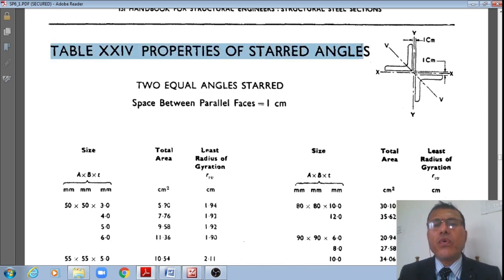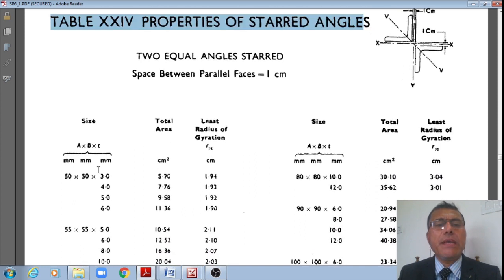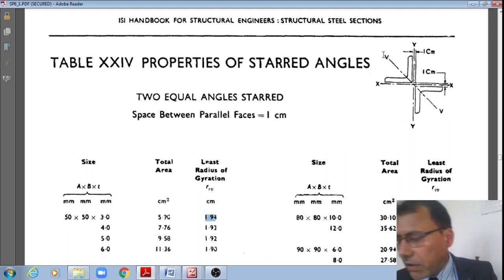Table 14, properties of starred angle sections. Generally, that is how starred angle sections are used, with size A by B and the thickness given. What is the area? 5.9 centimeter square, and the least radius of gyration about this minor principal axis, which I already discussed the other day.